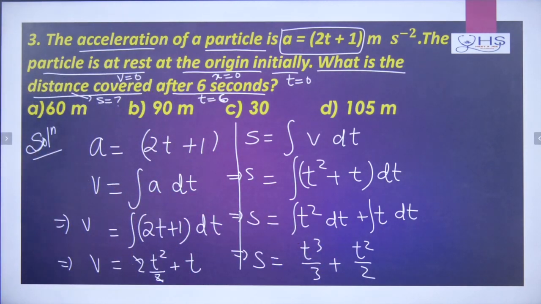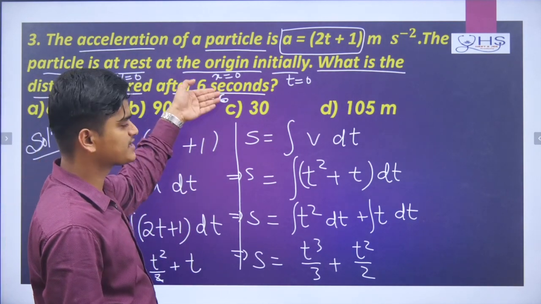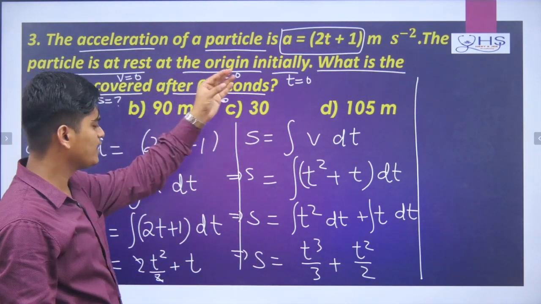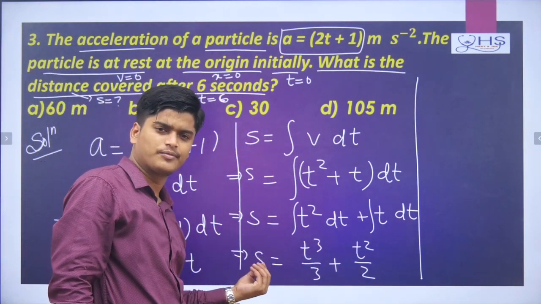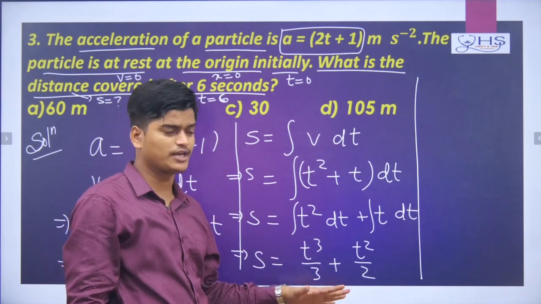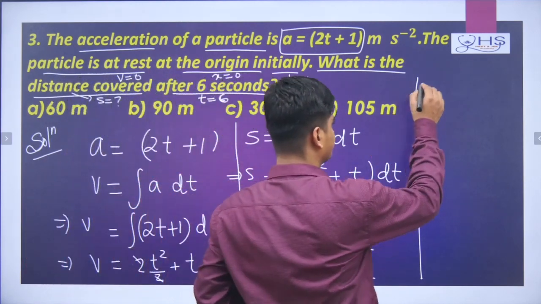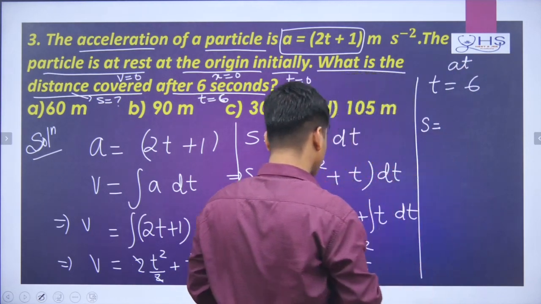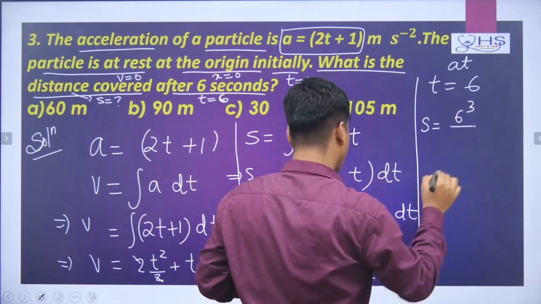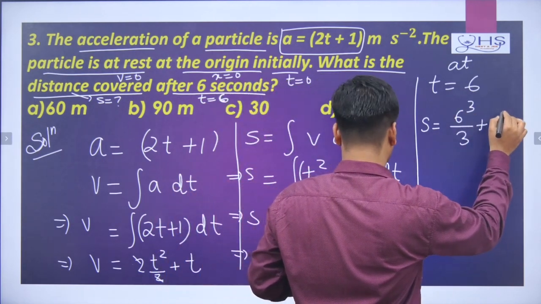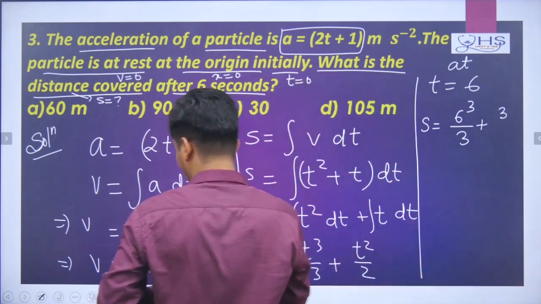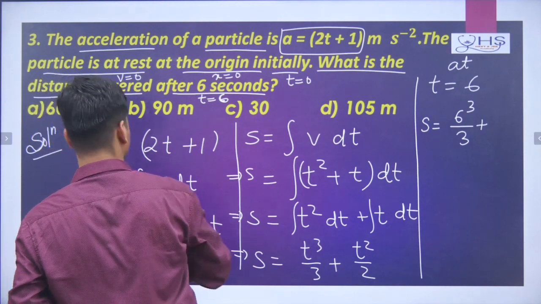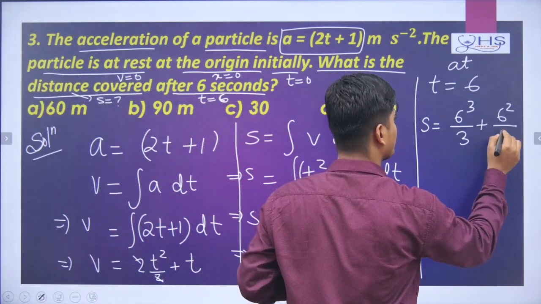Okay, now what to do here? We need to find the distance after 6 seconds. Initially at the origin, at t equal to 0, if you substitute, you see the distance or displacement or position is 0. So directly put t equal to 6. At t equal to 6, x will become 6 to the power 3 divided by 3 plus 6 to the power 2 divided by 2.